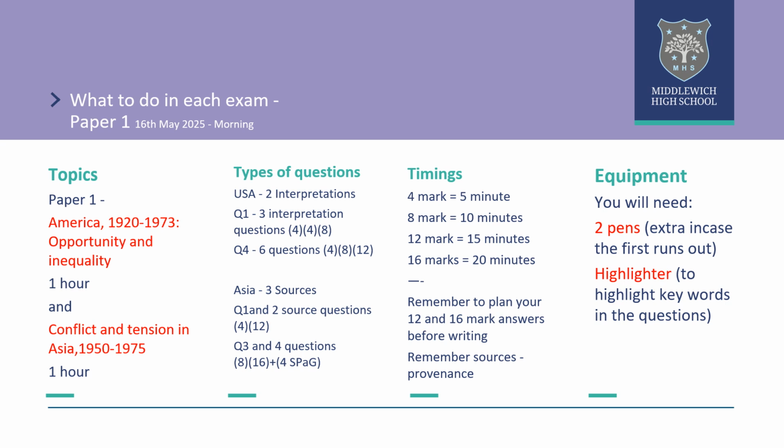So the USA paper, the first thing that you'll see is the insert, which will have 2 interpretations on. These are written about a topic, which you'll find out when you open the paper, and the first 3 questions are based on the interpretation. You have 2 4-mark questions and 1 8-mark question. Question 1 and question 3 are asking you to talk about the information inside the interpretation, so what it says, and question 3 is asking you to use your own knowledge to say how convincing these 2 interpretations are.